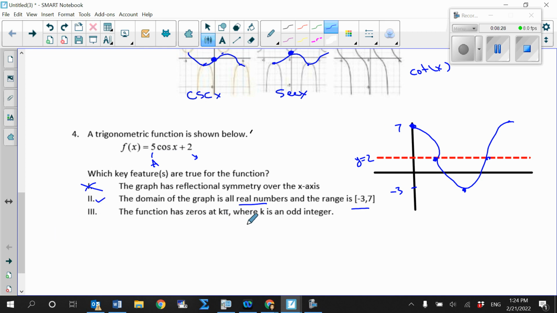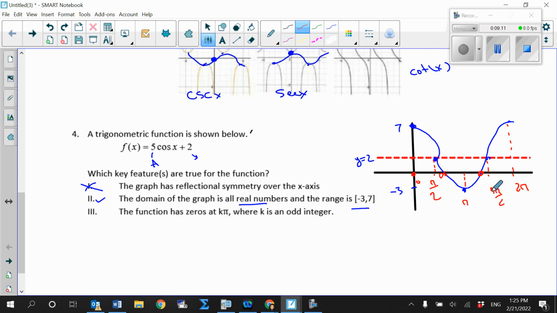The function has zeros at k pi, where k is an odd integer. This one is not right. Why? Because the zeros of this function are these 2 points where the graph is meeting the x-axis. So let's look at the critical points of this function. The first one is here at 0, and then this critical point is at pi over 2. This critical point is at pi. This one is at 3 pi over 2, and this one is at 2 pi. So these are the critical points.